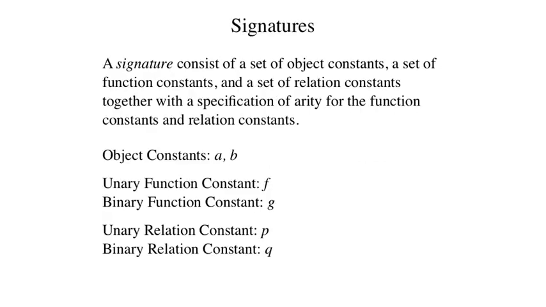A signature consists of a non-empty set of object constants, a possibly empty set of function constants, and a non-empty set of relation constants, and an assignment of arities for each of the function constants and relation constants. For example, we might have a signature consisting of the object constants a and b, the unary function constant f, the binary function constant g, the unary relation constant p, and the binary relation constant q.